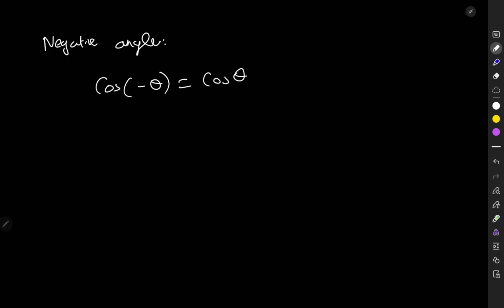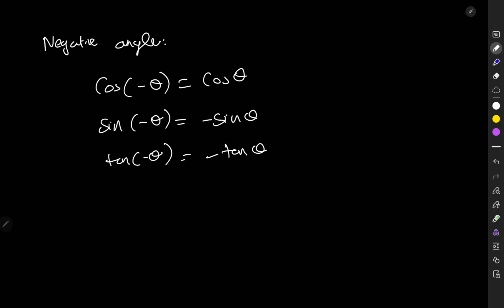From this I can also explain a concept called negative angle. So what is a negative angle? If cos minus theta is there, we simply write it as cos theta. If sine minus theta is there, I can write minus sine theta. And if tan minus theta is there, I can write minus tan theta. Only for cos, we neglect that minus.